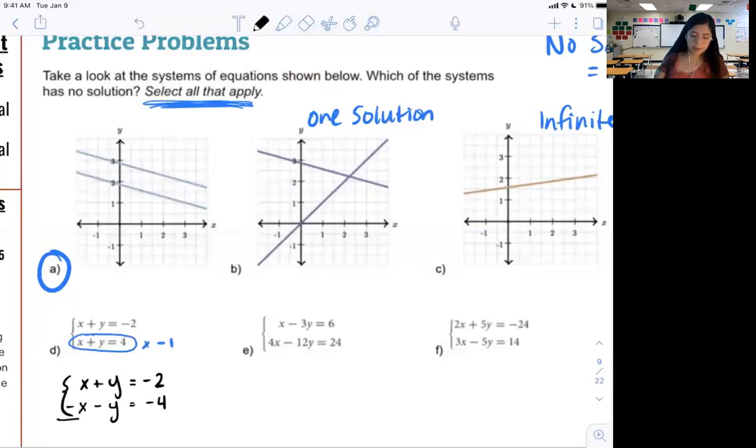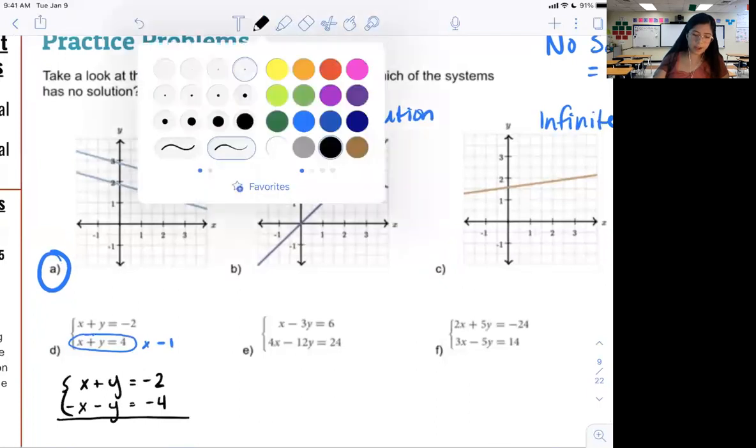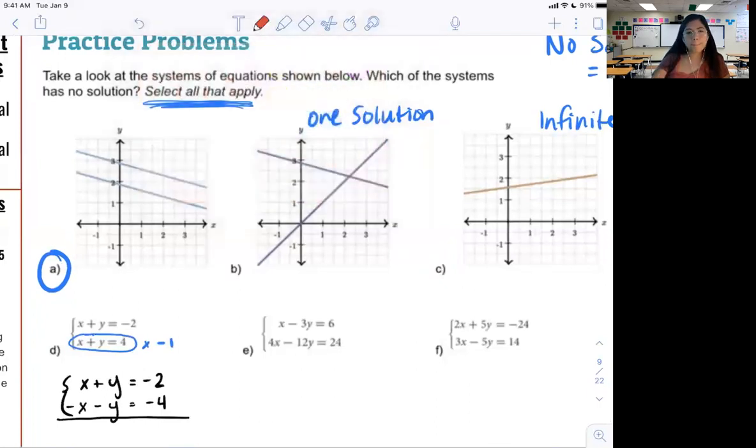Well, if I add these, what happens to the x's? They cancel out. How about the y's? They cancel. So what am I left with on the left side? Oh, 0. Everything canceled out, I'm left with 0. What about on the right side? -2 minus 4 is -6. Does 0 equal -6? No. So what is this? No solution.